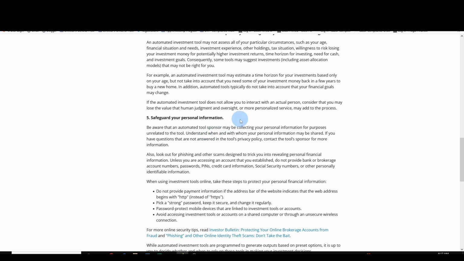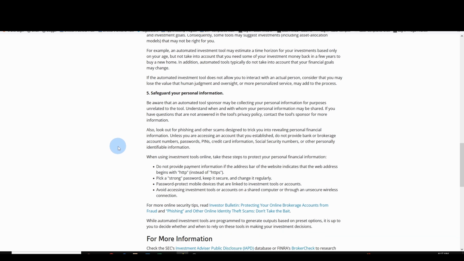Safeguard your personal information. Be aware that an automated tool sponsor may be collecting your personal information for purposes unrelated to the tool. Understand when and with whom your personal information may be shared. If you have questions that are not answered in the tool's privacy policy, contact the tool sponsor for more information. Also, look out for phishing and other scams designed to trick you into revealing personal financial information, unless you're accessing an account that you established. Do not provide bank or brokerage account numbers, passwords, PINs, credit card information, social security numbers, or other personally identifiable information.